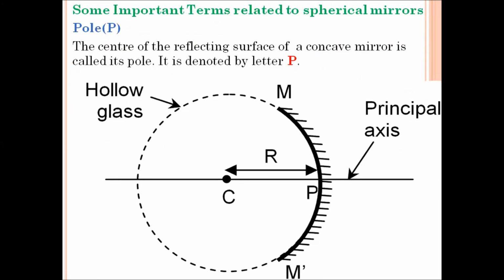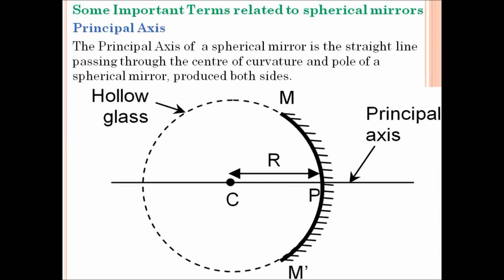Next we have pole. The center of the reflecting surface of a concave mirror is called its pole. It is denoted by letter P. Principal axis. The principal axis of a spherical mirror is the straight line passing through the center of curvature and pole of a spherical mirror, produced both sides.